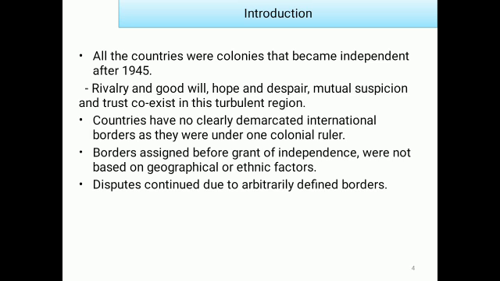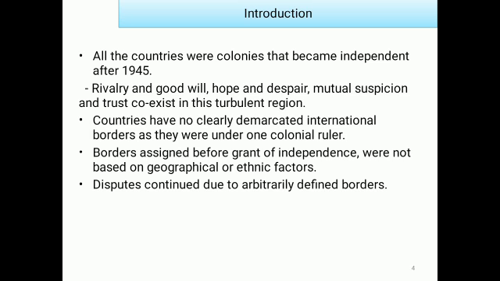Now, the introduction of the chapter. All the countries were colonies that became independent after 1945. As you know very well, there was colonization, and the Britishers colonized so many countries in the whole world, and these countries became independent after 1945. Now, one question was before them: which type of government should they adopt? Rivalry and goodwill, hope and despair, mutual suspicion and trust coexist in this turbulent region. Recently independent, so all these problems were there.